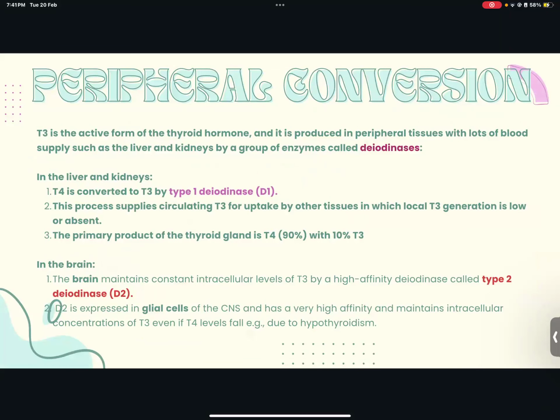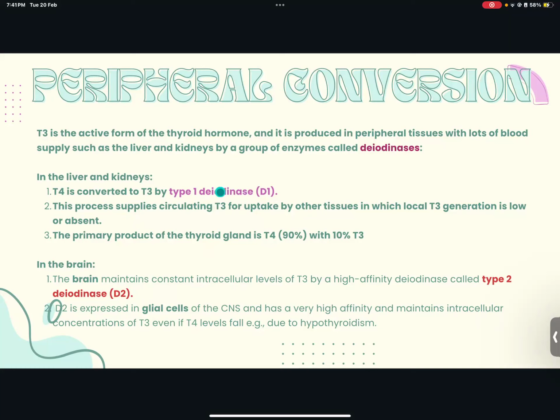Now let's talk about peripheral conversion. We said that T3 is the more active form of thyroid hormone, and it's the form that carries out most of the functions in the peripheral tissues. So obviously we're going to have to convert T4 into T3 in the peripheral tissues in order to carry out the functions that we need to carry out, right? So how we're going to do this is via type 1 deiodinase, or a group of deiodinases.